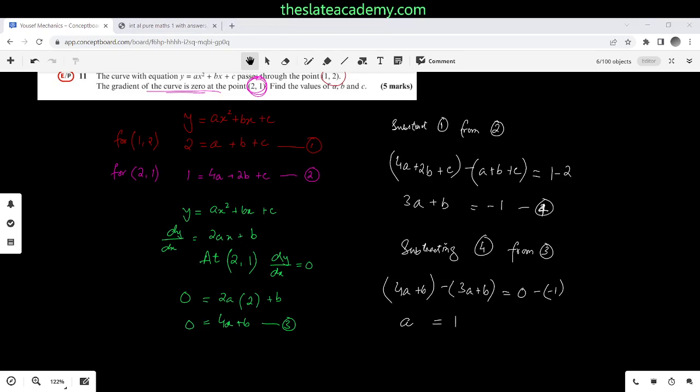Any confusion? No confusion. Then I put a in 3, so I get 3 into 1 plus b is equal to minus 1, so 3 plus b is equal to minus 1, and b is equal to minus 4.